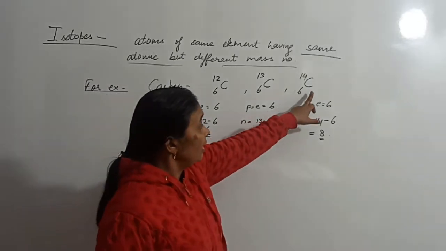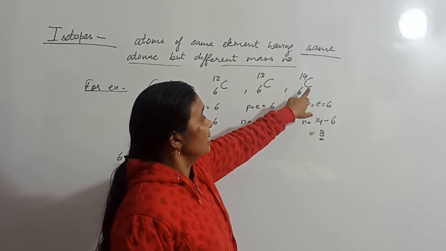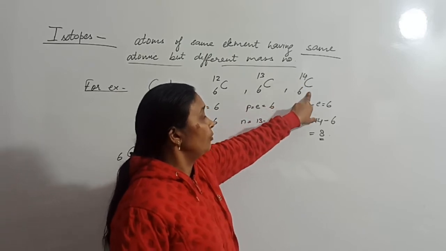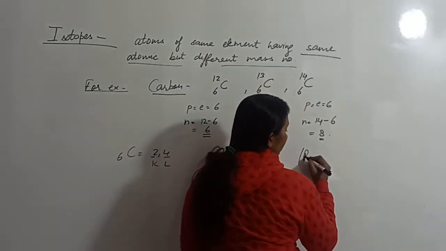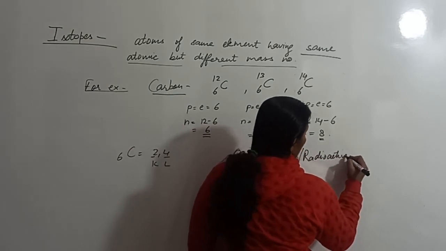This third isotope, that is atomic number 6 and mass number 14, is also radioactive in nature. Radioactive isotope.